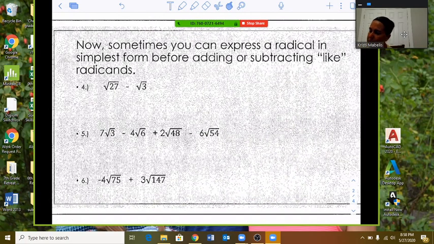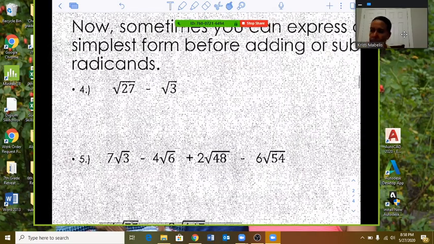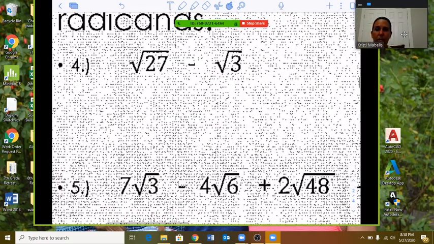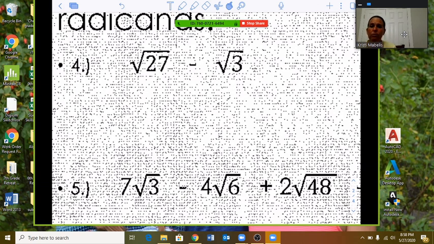It says sometimes you can express a radical in simplest form before adding or subtracting. Like, for instance, question number 4. You'll notice right away if I say add radical 27 and a negative radical 3, they're not like terms. 27 and the 3 are not like radicals. But what would happen if I were to simplify the 27? So this goes back to your first 2 lessons. What perfect square number is a factor of 27? 9 times 3. So radical 9 times radical 3.